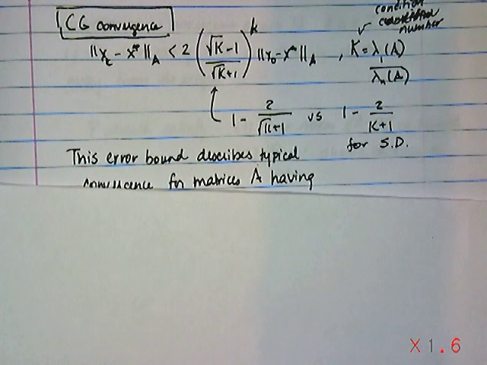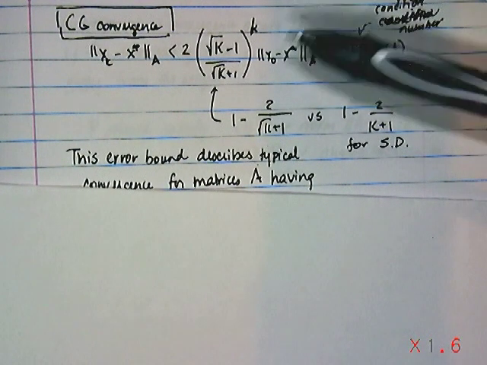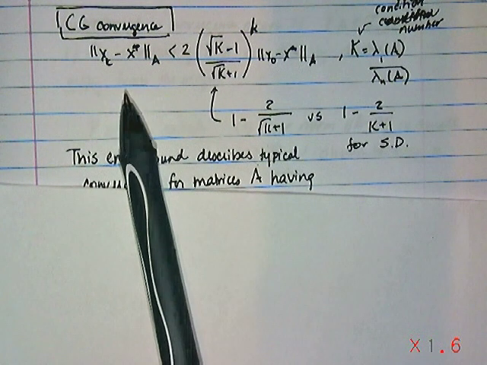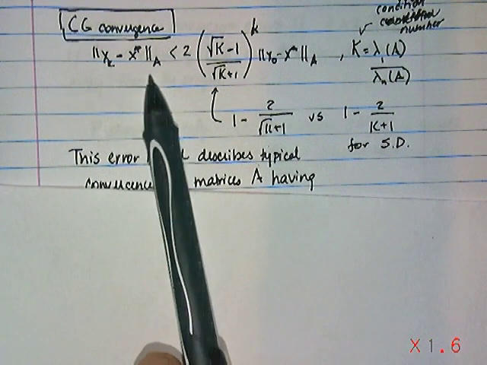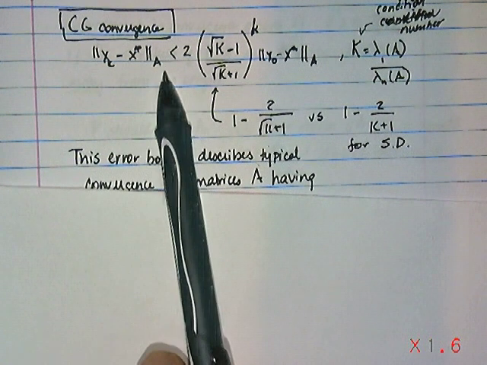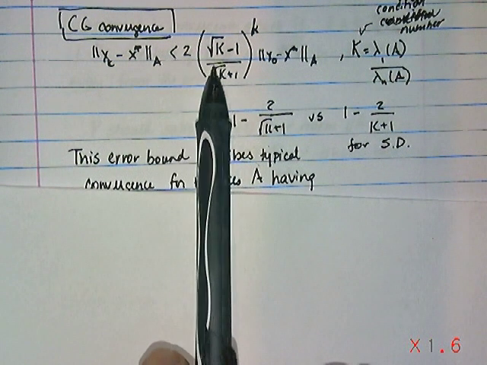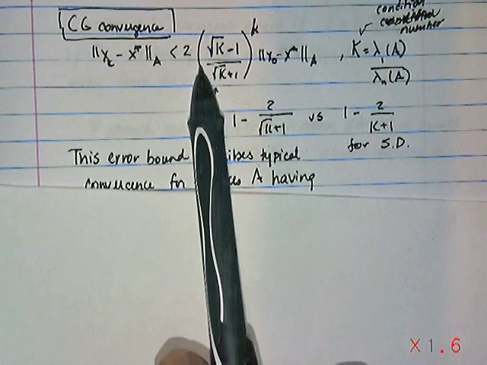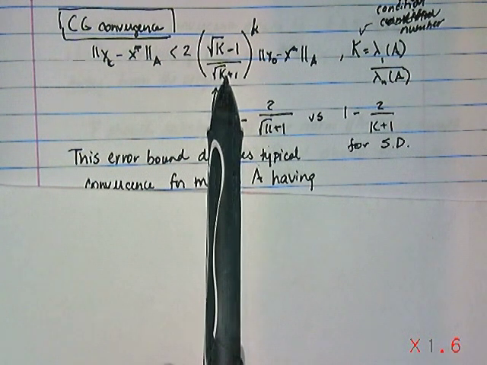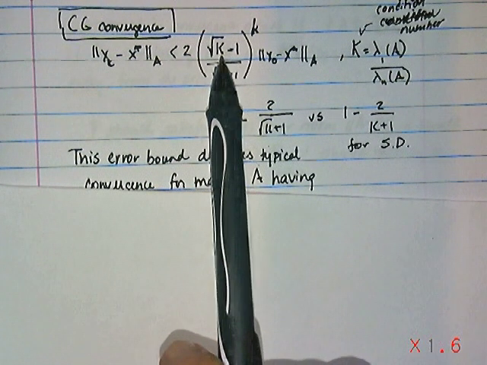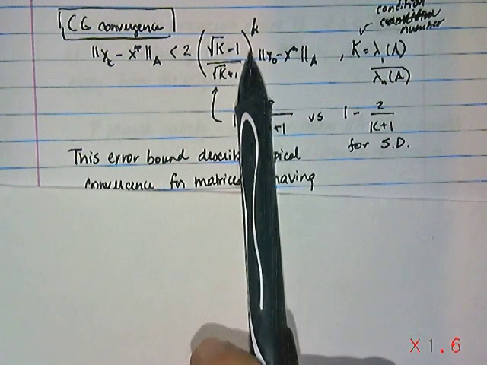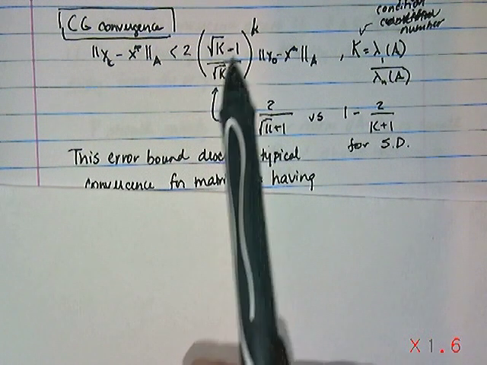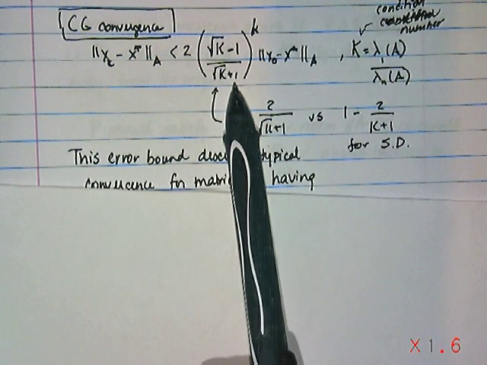In continuing our discussion of the convergence rate of conjugate gradient, I'd like to recall the bound we have on the energy norm of the error between the current iterate, xk, and the exact solution, according to the A norm. It's important to realize that there is a significant difference between the bound for conjugate gradient and for steepest descent. In this bound, the quantity raised to the little k power is the square root of K minus 1 over the square root of K plus 1.